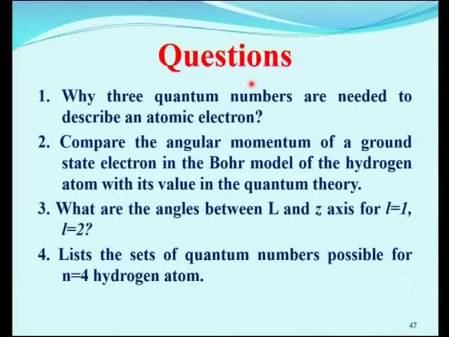Now, let us see what questions can be asked from this session. Why are 3 quantum numbers needed to describe an atomic electron? Then compare the angular momentum of a ground state electron in the Bohr model of the hydrogen atom with its value in the quantum theory. Then what are the angles between L and the z axis for the orbital quantum number l equal to 1 and l equal to 2? Then the last question: list the sets of quantum numbers possible for the principal quantum number n equal to 4 for the hydrogen atom.